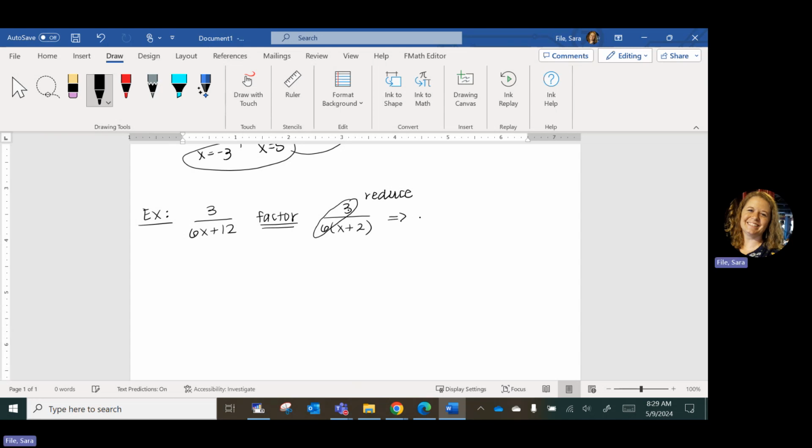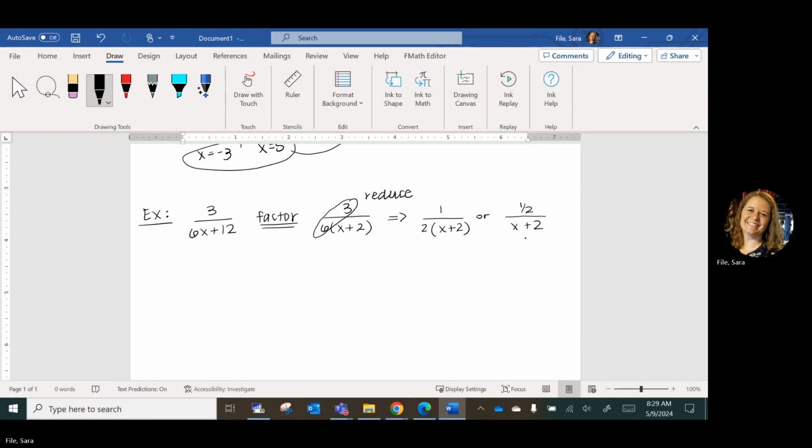So what is 3 over 6 reduced to? 1/2. Now, that could be written like this, and then you would still have your x plus 2 in parentheses, or like you saw in some of our examples yesterday, that 1/2 is your a value. Now that it's reduced, that's your a. So you could just put 1/2 in the numerator like that, if that's how you prefer to see it.